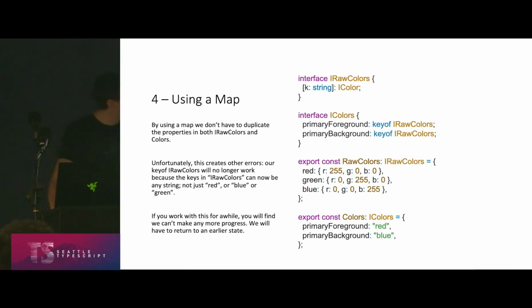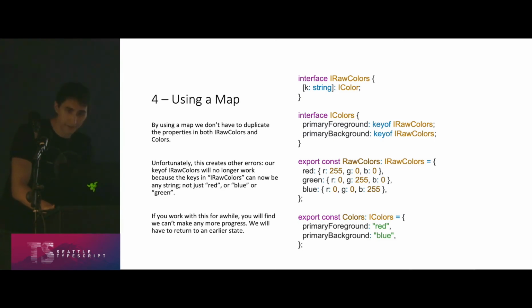So the lines we changed are up at the top. These are the only ones we changed. And instead of saying raw colors is a set of these three colors, we're going to say maybe any string key which has a type of color. So all of this code still works, but we've actually broken something. We no longer have to update the raw colors in both places, but the iColors at the bottom, the reference colors, will no longer work.